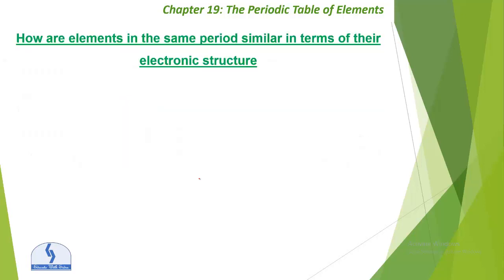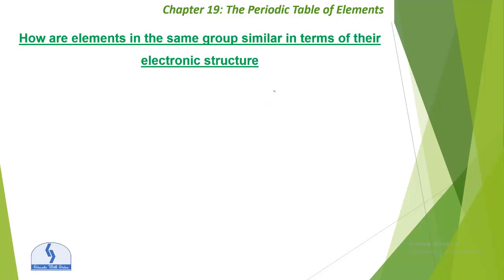Now, how are elements in the same period similar in terms of their electronic structure? The number of electron shells is the same as the period number of the element, right? So this is basically the relation. The number of electron shells is equal to the period number of the element.